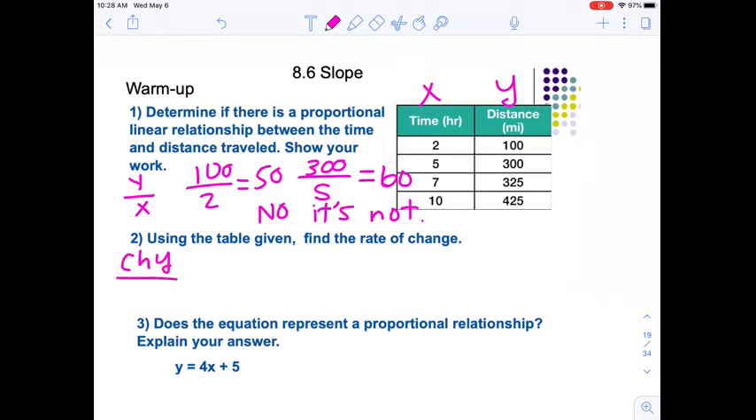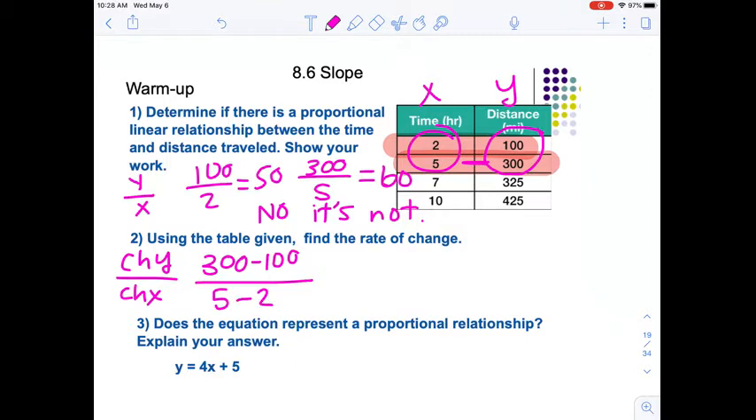Then number 2 says find the rate of change. So to find the rate of change, we use change in y over change in x. We can pick any two rows. I'll just stick with these first two. So my y values are 100 and 300. I like to start with the larger, so 300 minus 100. And then our x values that correspond are 2 and 5. But since I started with the 300, I need to start with the 5. So 5 minus 2.